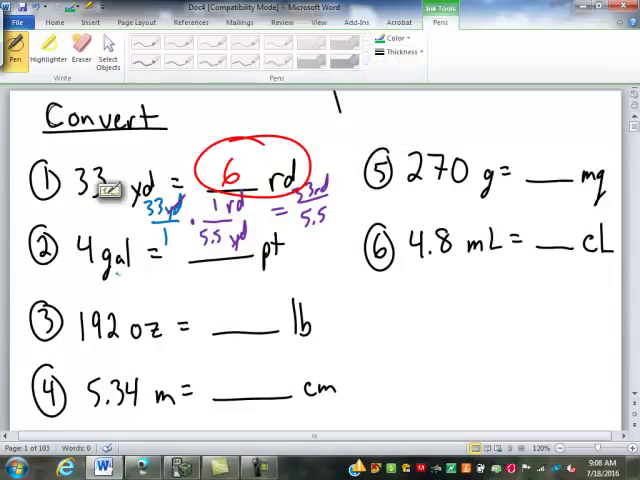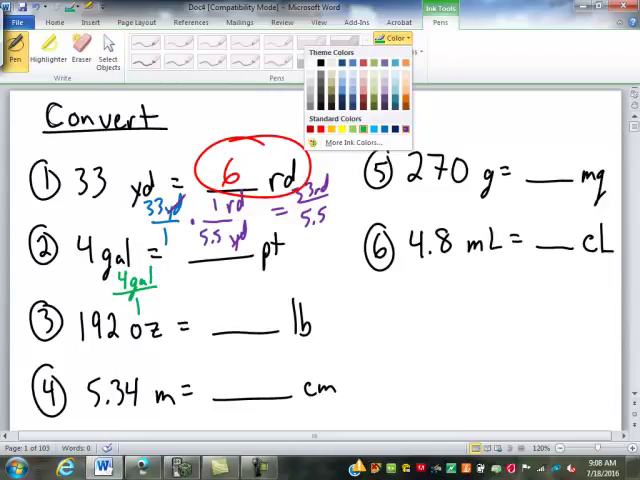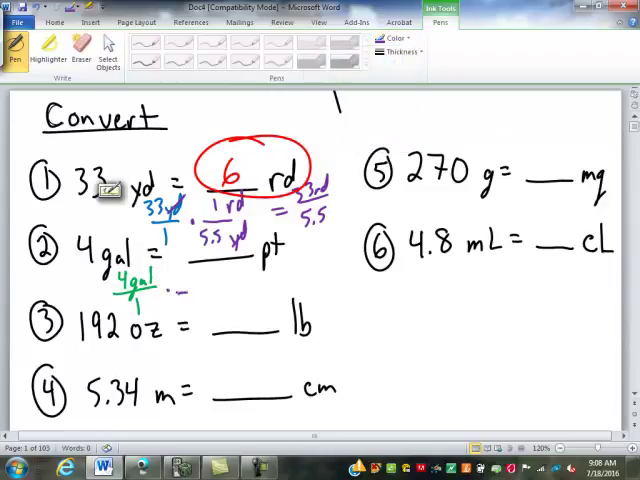This next one here, 4 gallons going into pints. We put 4 gallons up there and put it over 1. As we go to convert it into something else, we have to put gallons on bottom so that they'll cancel out. But we don't have a direct conversion from gallons to pints. We have a conversion from gallons to quarts. So let's put that in there. 1 gallon is 4 quarts.